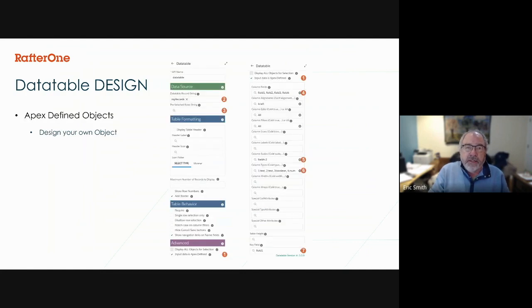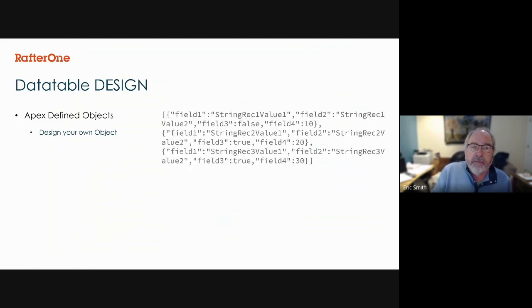Also, one of the things that this can do that you can't do yet with the standard data table component is you can design your own object. So it's not just a standard or custom Salesforce object. You can build an object within your flow and display that in a data table as well. And here's an example where I've just defined some fields and some values. I put it in this format, and the data table can recognize that. If you tell it you're going to use your own, what we call an Apex-defined object, you can display data that's not even part of a standard Salesforce object.